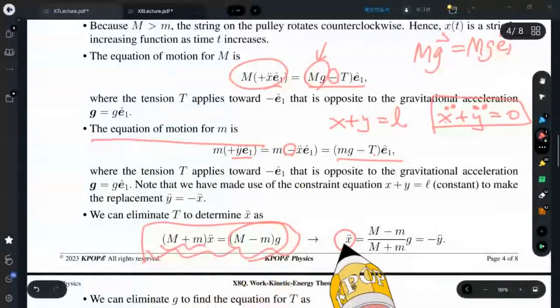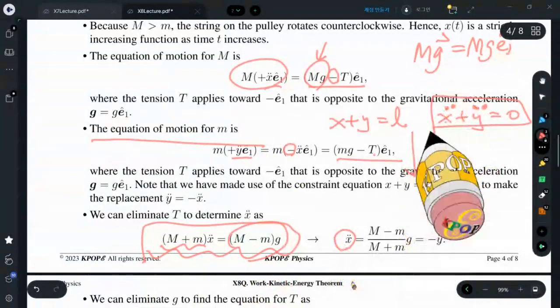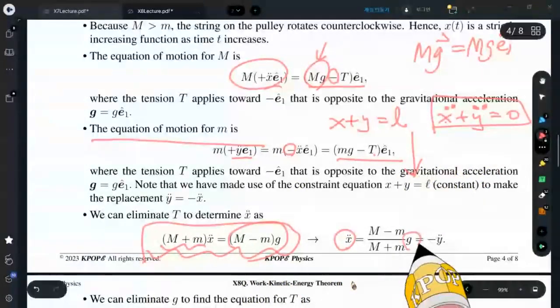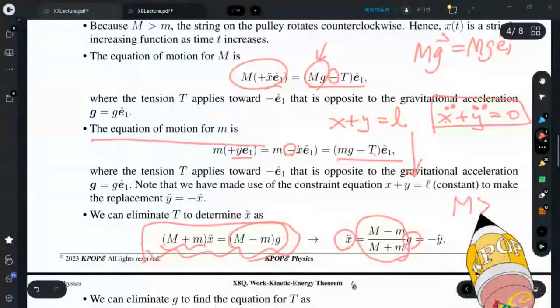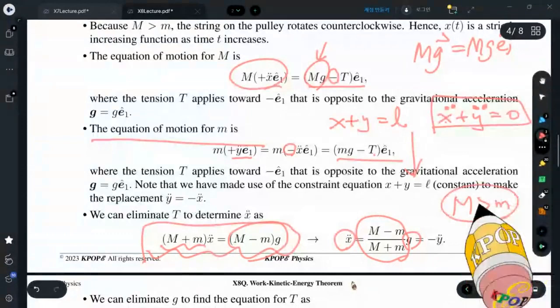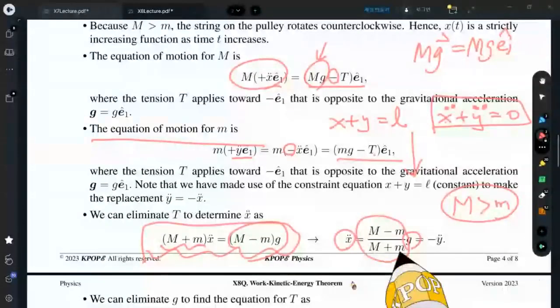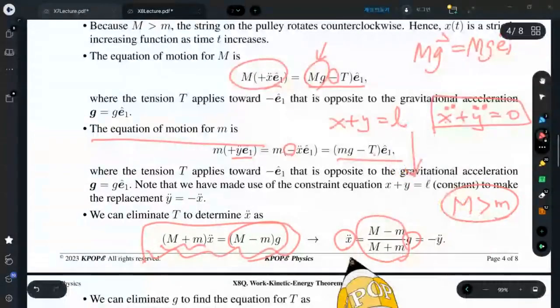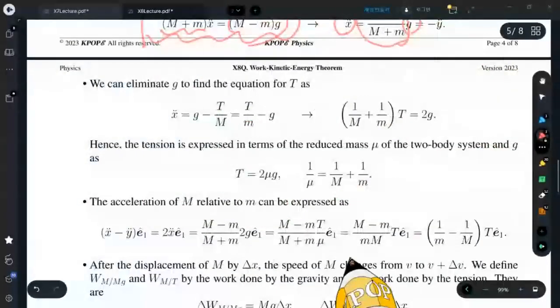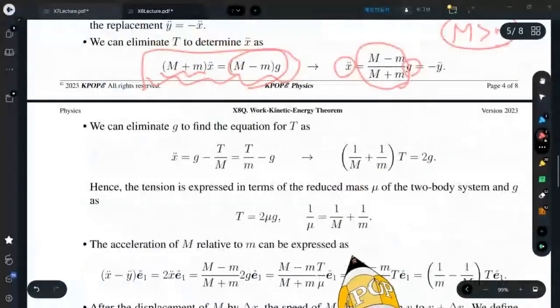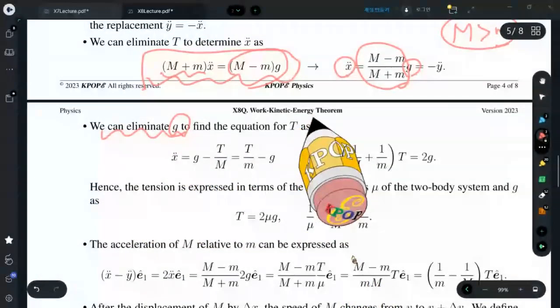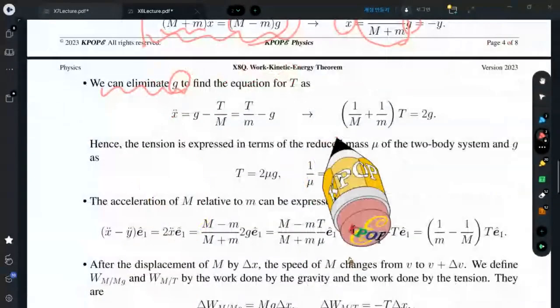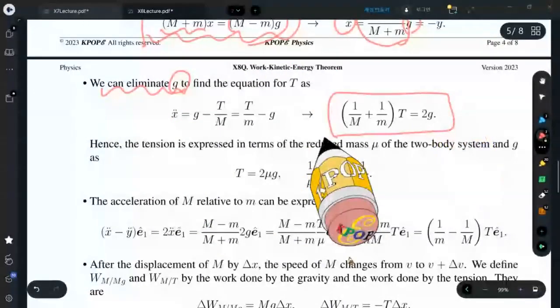Therefore, the acceleration of x is going down, proportional to the gravitational acceleration. As we expected, because capital M is greater than small m, it is a positive number, and this is going down. Then we can eliminate g to find the tension. The final answer is this.